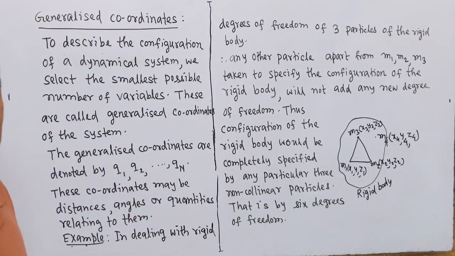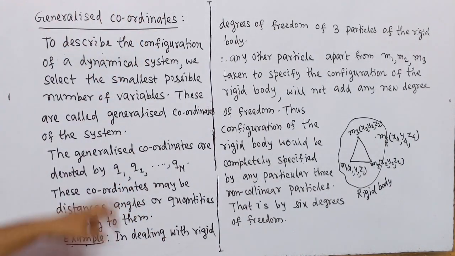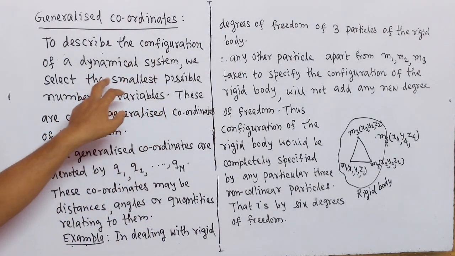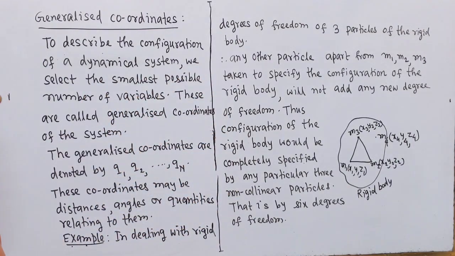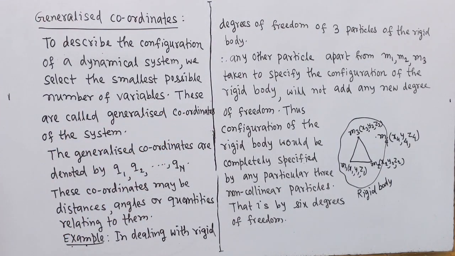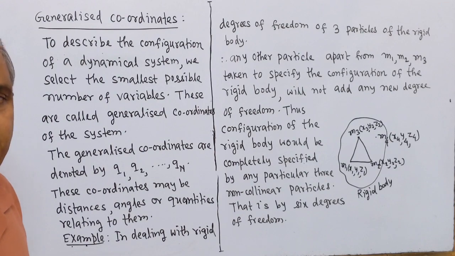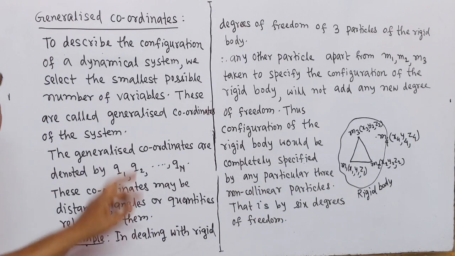Now we will describe the idea of generalized coordinates. To describe the configuration of a dynamical system, we select the smallest possible number of variables. These are called generalized coordinates of the system. The generalized coordinates are denoted by q1, q2, up to qn. These coordinates may be distances, angles, or quantities related to them.